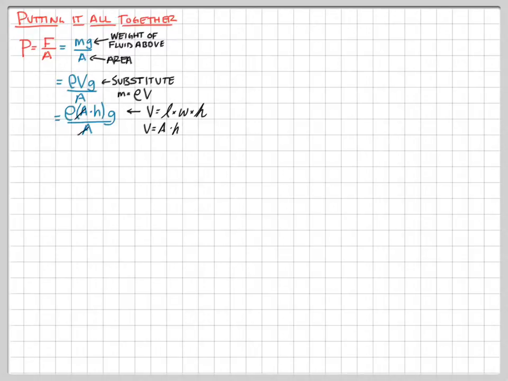The areas go away. And so when we're talking about a fluid, the area is actually unimportant. All that really matters is the height of the column of fluid. The density of the fluid times the acceleration due to gravity times the height of the fluid. That's how we're going to find pressure from now on.